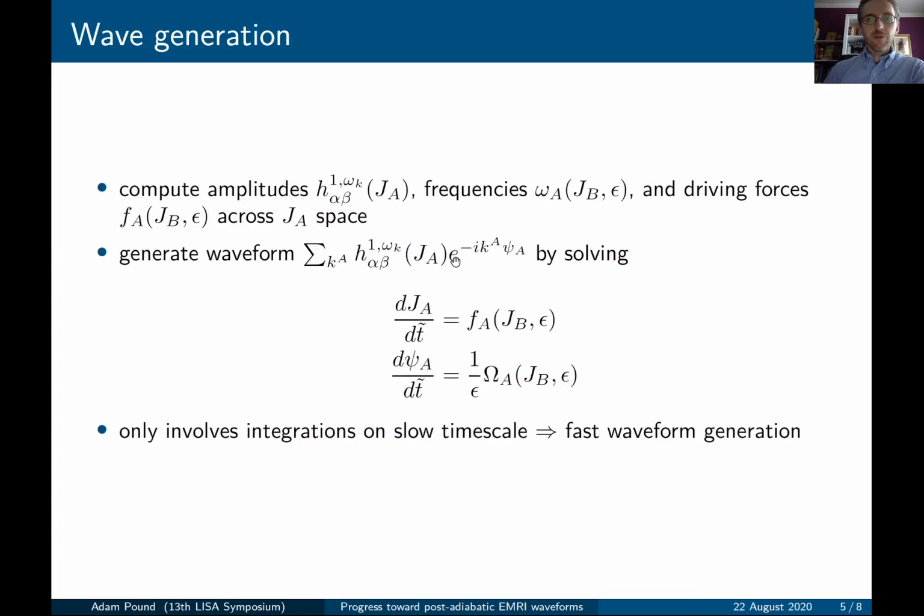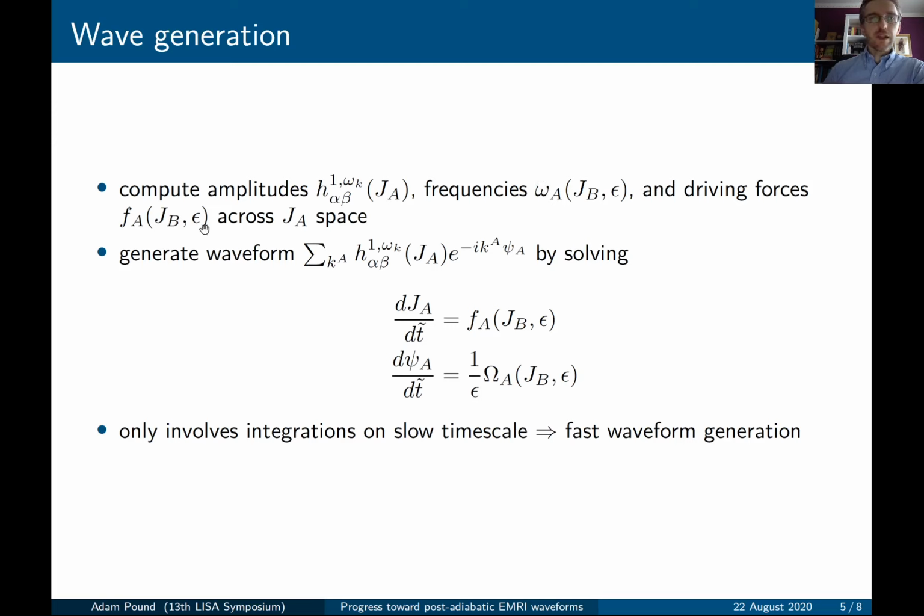Now to generate a waveform, what you then do is you compute and store the first order amplitudes at infinity, so the wave amplitudes at infinity. Typically you don't care about subleading corrections to the amplitude, you only care about subleading corrections to the phase. And you store these as a function of system parameters. So you have a grid of system parameters, and you compute and store amplitudes on that grid. Then you also compute and store the frequencies and the driving forces on that grid.